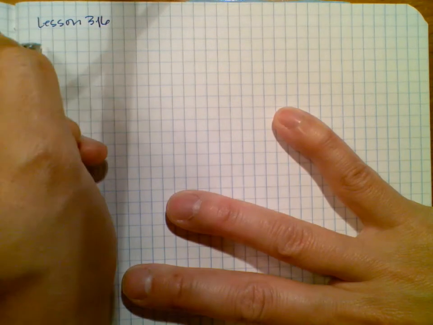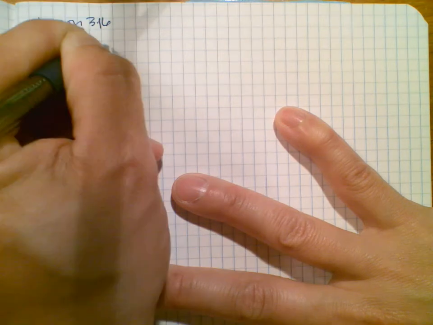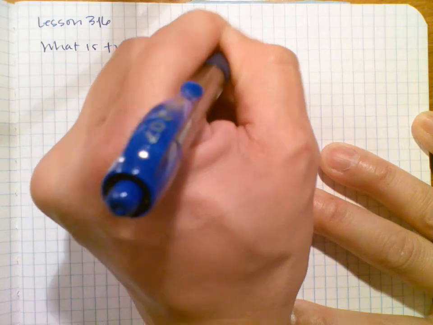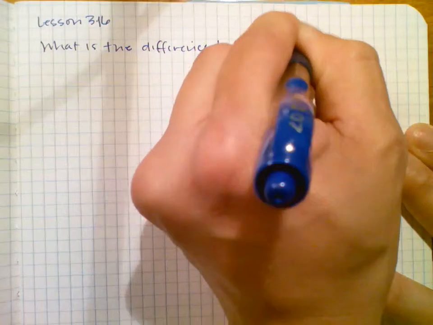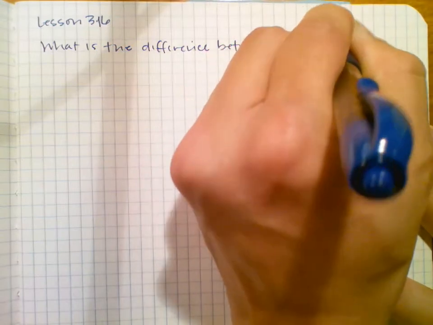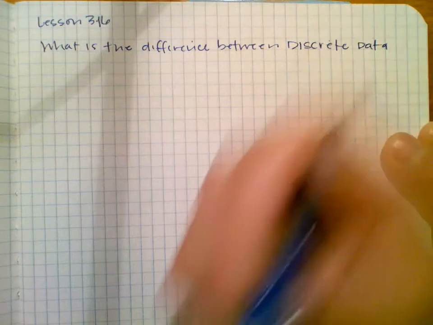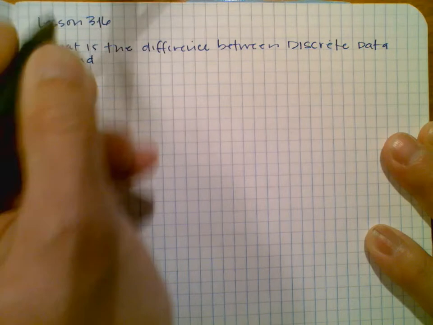And our question is, what is the difference between discrete, D-I-S-C-R-E-T-E, discrete data, and continuous data?